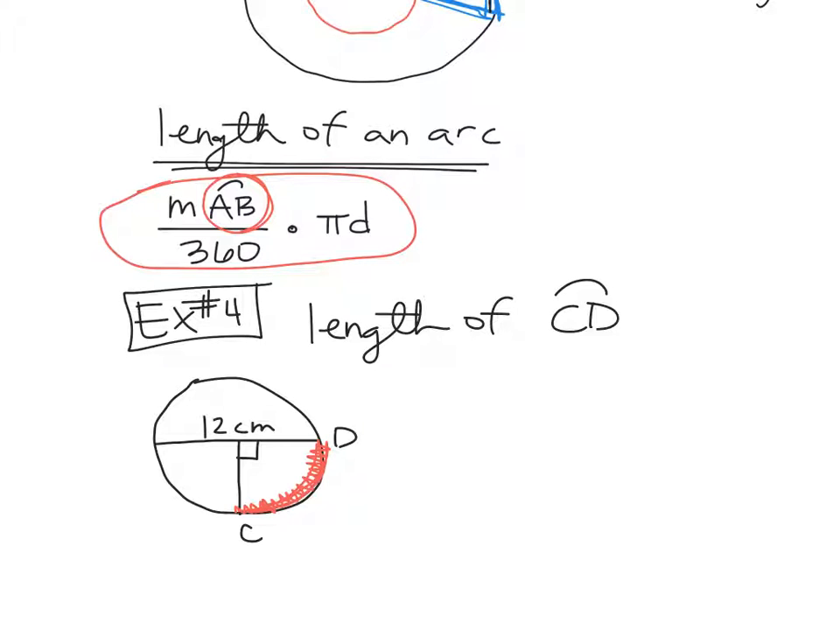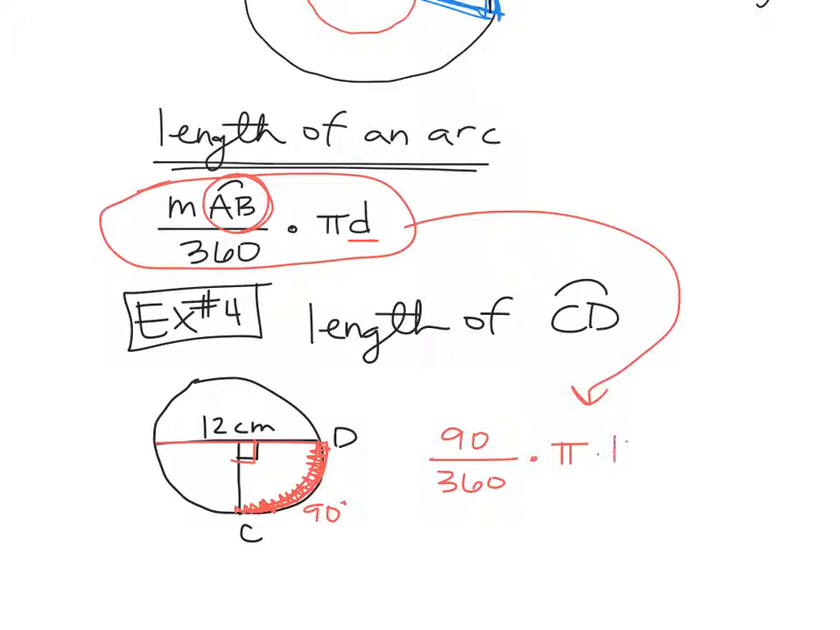Yes, 90. It would be 90, right? Because your angle is 90, so your arc is 90. Okay, so you're going to take this formula and just plug into it. 90 over what? 360 times pi, and then we just need the diameter. What's D right now? 12. Diameter is all the way across, right? So times 12.